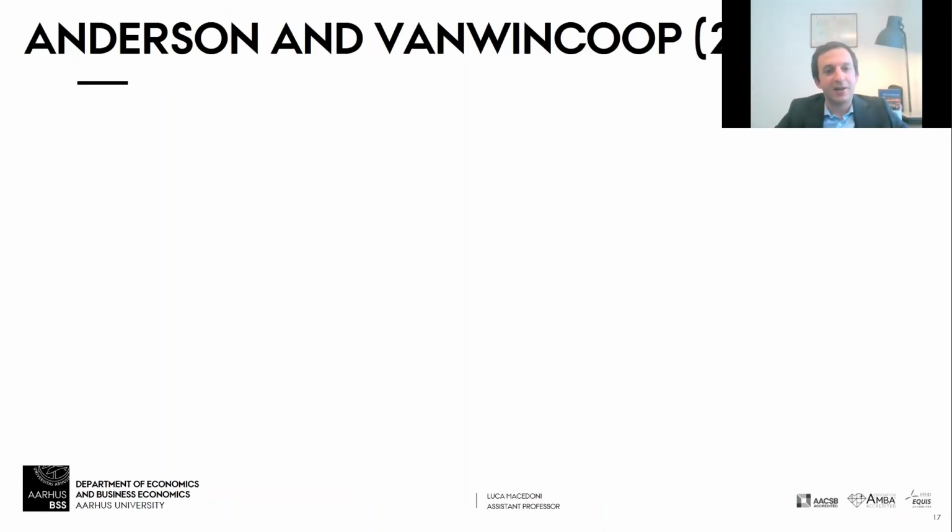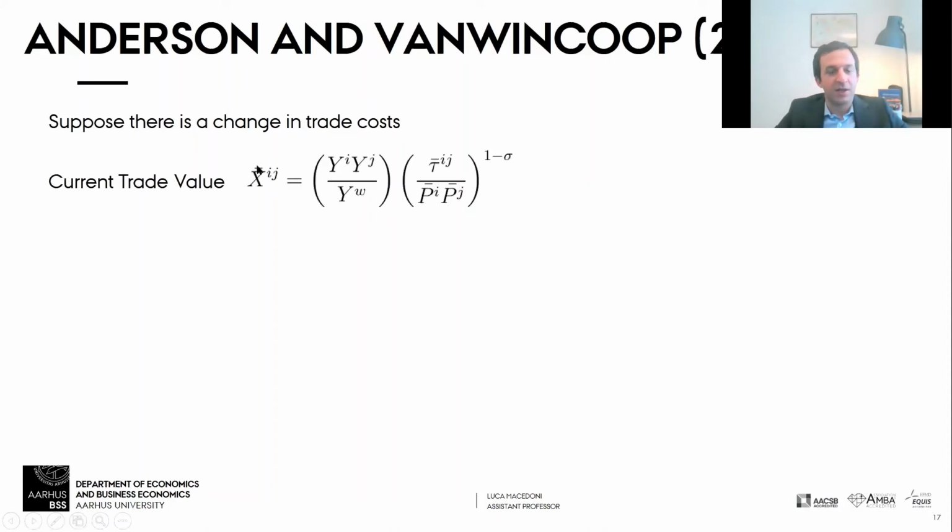So how does that play out in this particular model? Well, let's see. Suppose there is a change in the trade cost tau. In the current trade values, we have this formula here. Here bar does not denote an average value, okay? It's just to denote the current value without having to add additional subscripts or superscripts. So we have that the current value of trade flows depends on the country's GDP, the size, and then that depends on the iceberg trade cost today and the various price indices today.